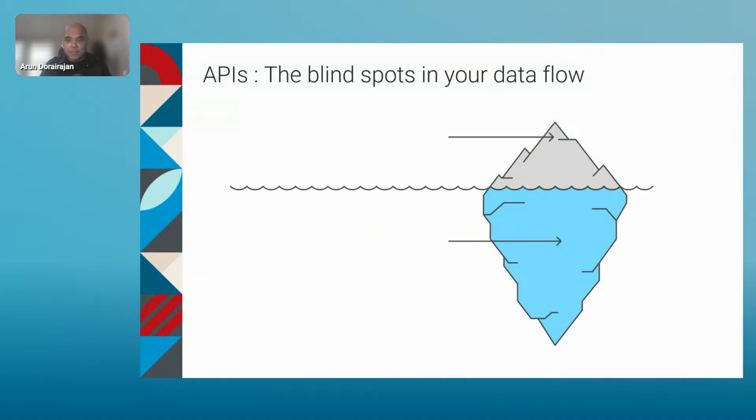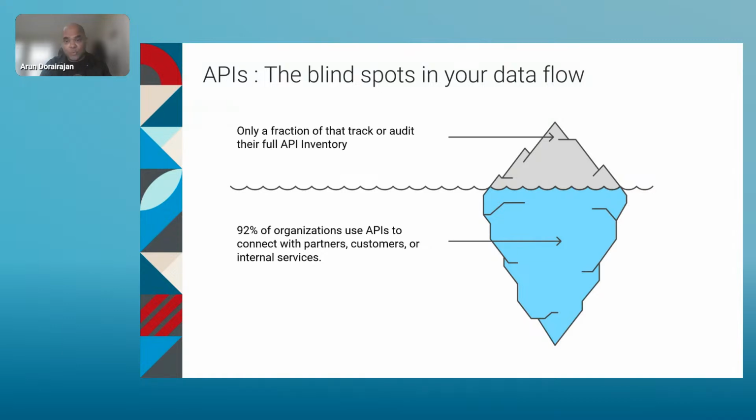So let me elaborate on that number. 92% is the number of organizations that use APIs to connect with partners, customers, or internal services. But only a fraction of them actually track or audit their full API inventory. Now that's pretty big, right? And we'll talk about how we got this from the survey. The important thing here is you have limited visibility into your inventory and you don't know what APIs exist.